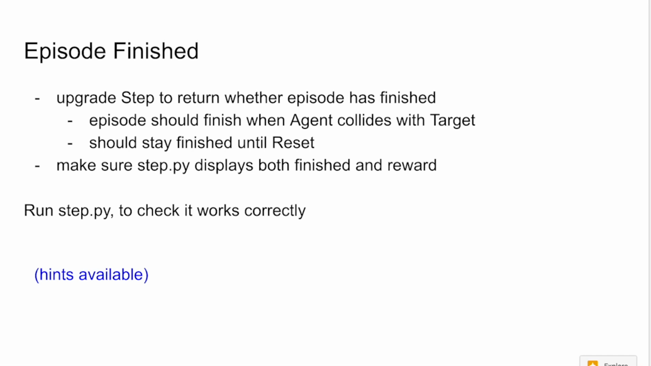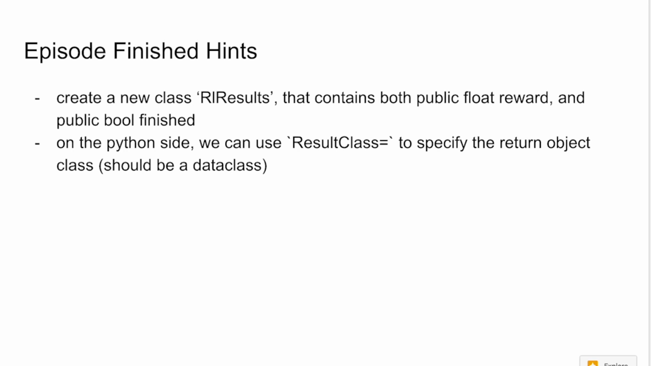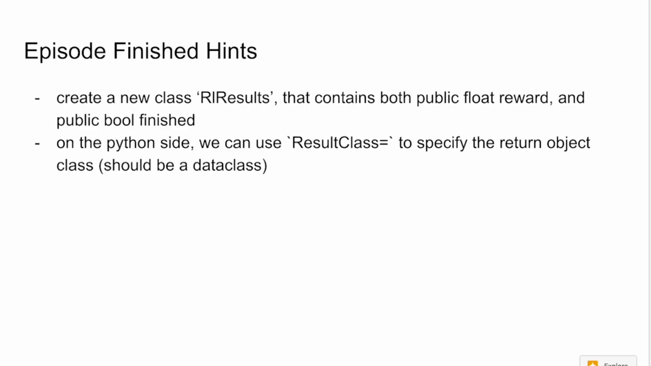All right, let's take a look at the hints. Because we need to return both the reward and the finished, but the function can only return one single thing, we can create a new class called RL result that contains the finished and the reward, and we can return that from the step. It's totally fine to return that all the way through the RPC to the Python side. On the Python side, we can simply print that as a dictionary, but we could also use the parameter result class equals when we call step to specify the return object class.